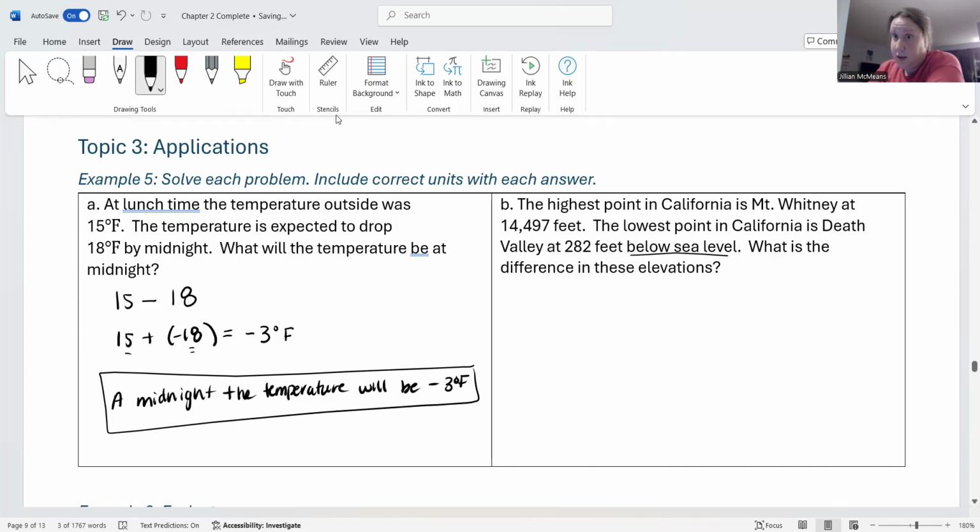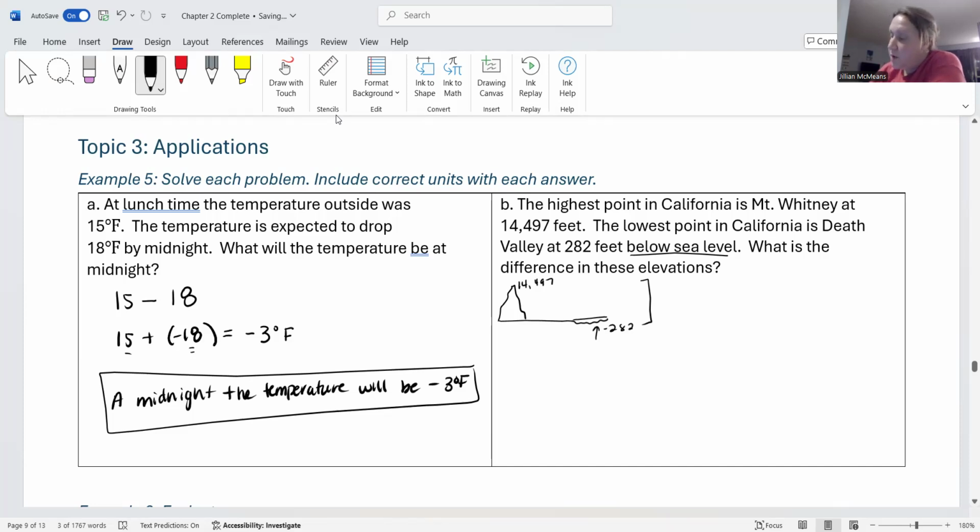Well, technically, you could draw a picture here and sort of see. So, like if we say this is sea level right here, we've got Mount Whitney. It's at 14,497 feet. And then we're going to call it Death Valley right here. This is negative 282 feet. What is the difference between these two values?